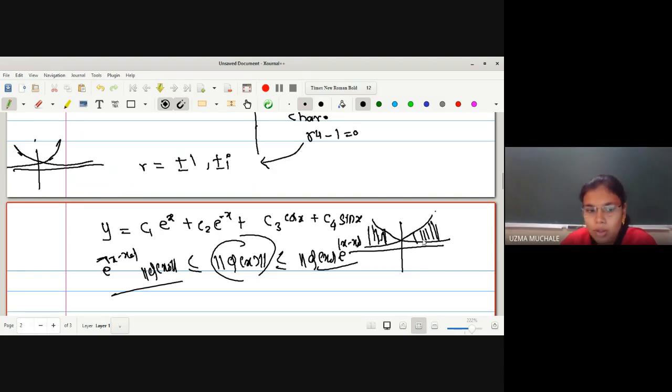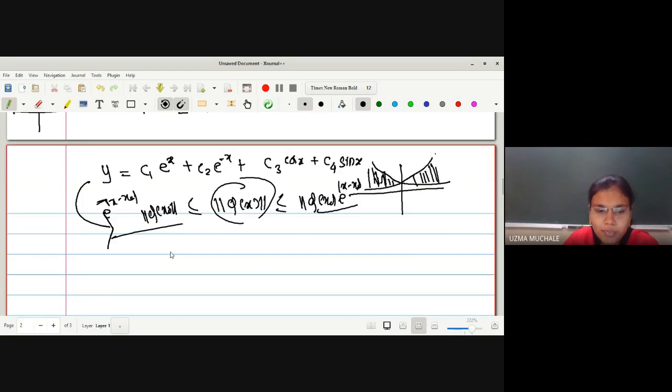And here is also e raised to minus x naught into norm of phi of x naught. So with the help of these two, we can have the resultant, meaning that this norm is lying in this region. That means your solution is lying in this region. And what do you mean by the solution of a differential equation?